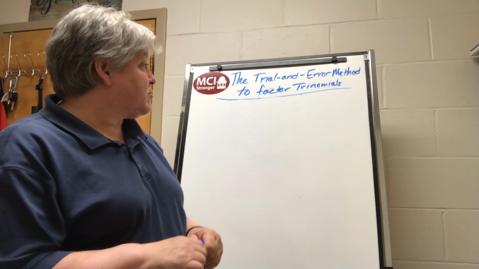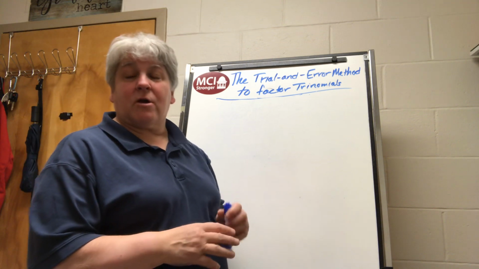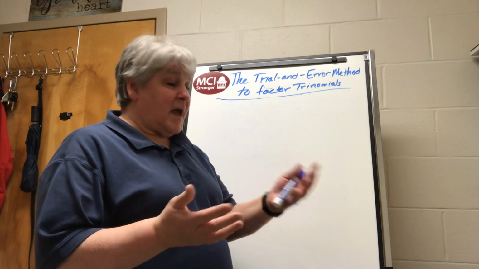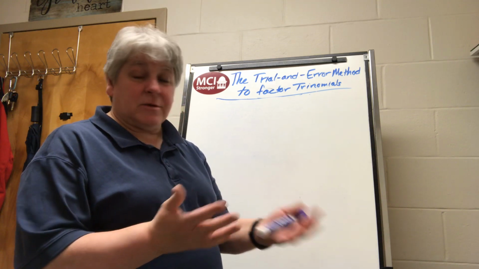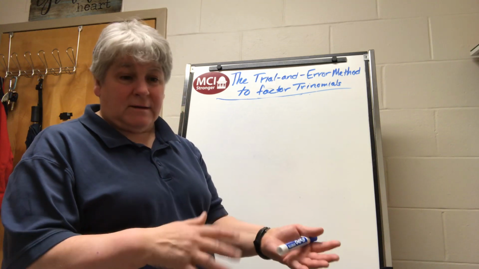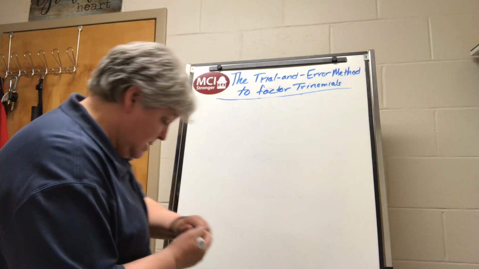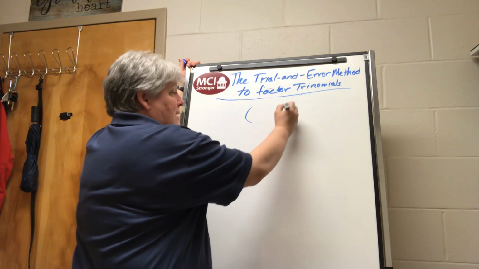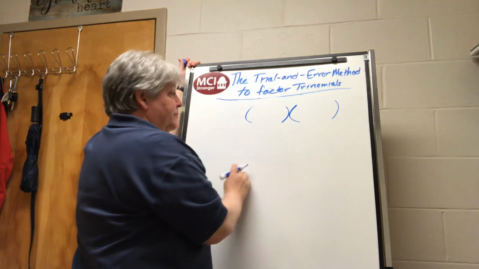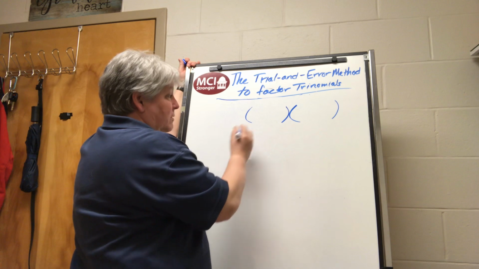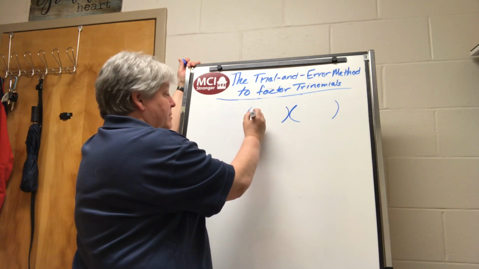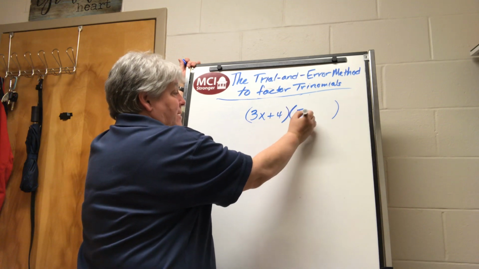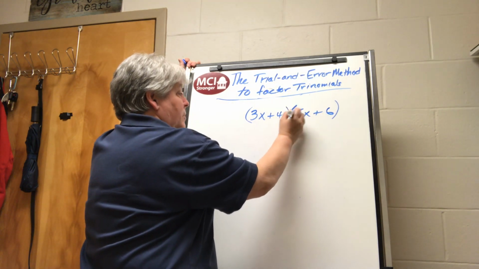So, kind of strangely enough, we're going to start by doing a multiplication problem. If you remember right, factoring and multiplying are like the opposite processes of each other. One undoes the other. So, looking for patterns when we do multiplication can help us become a good factorer. So I'm going to just put a random multiplication problem up here. Let's do 3x plus 4 times 5x plus 6.